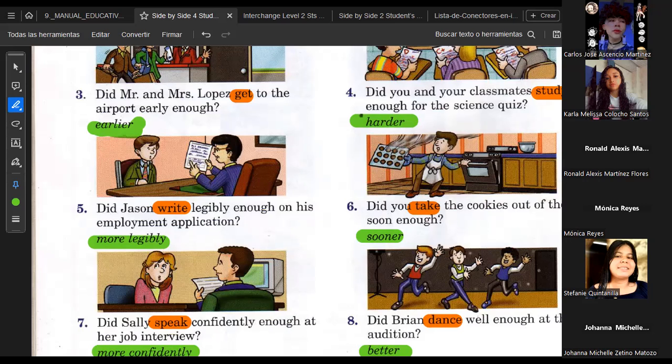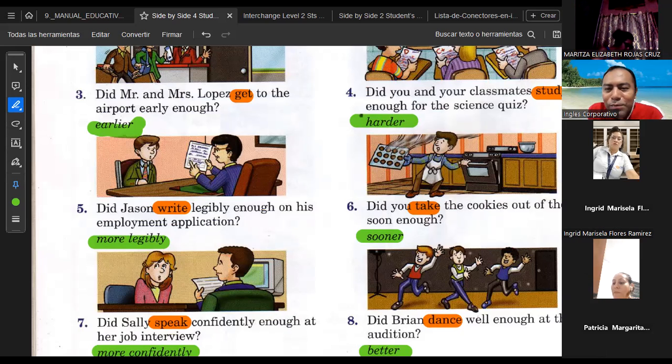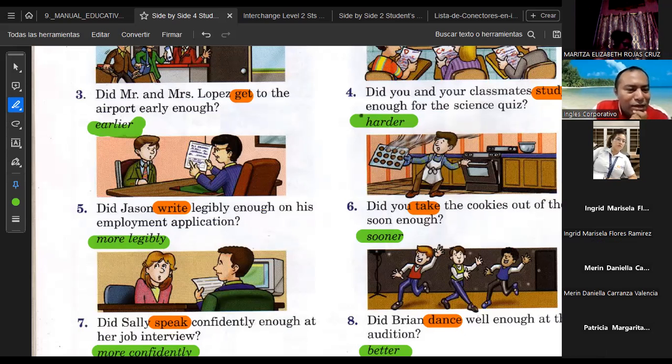Okay, Joanna Michelle Cetino? Present. Okay, very good. Jose Alejandro? Present, teacher. Okay, Juan David? Present, teacher. Carla Melissa Colocho? Present. Kevin Josias? Yes, present, Kevin. Lucia Elena? Oh, no, she asked for permission, right? Okay, Margarita Abigail Tobias. Present. Okay, Maritza Elizabeth Rojas. Present. Okay, excellent. Merin Daniela, present, right? Present. Okay, Merin. Milagro de la Paz, present, right? Here I am. Okay, Mirna Janet Landos. Present, teacher. Okay, Monica Daniela, present, right? Nelson? Present, teacher. Okay, very good.